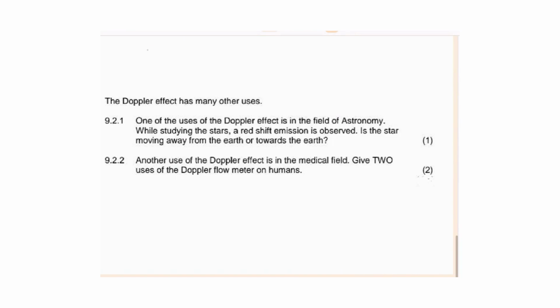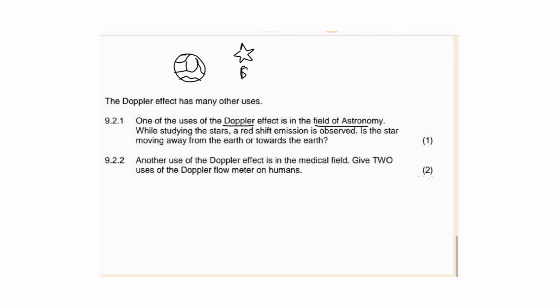One example that we can look at is answering questions under the redshift and blue shift. The Doppler effect has many other uses. One of the uses of Doppler effect is in the field of astronomy. While studying the stars, a redshift emission is observed. Is the star moving away from the Earth or towards the Earth? So we have the Earth, a representation of our Earth, and then we have the star there, and we want to know is the star moving away from the Earth or towards the Earth.